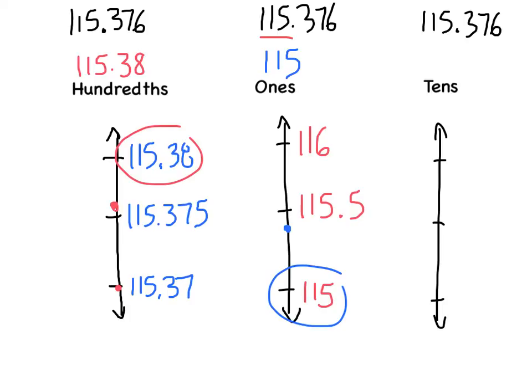For my last problem, I want to go to the tens place. So 115 and 376 thousandths is in between 110 and 120, and the middle point is 115. I have up here 115 and then just a little bit more. So that point is going to be just a little bit above the 115. So we're actually closer to 120, rounding to the nearest 10.